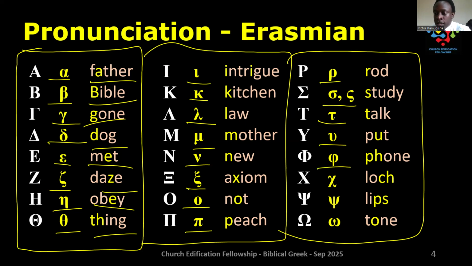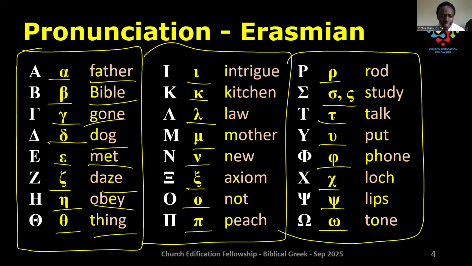The phi is pronounced as F, just like in the word phone. The key is pronounced as, just like in the word lock. The psi is pronounced as ps, just like in the word lips. And the omega is pronounced as O, just like in the word tongue.